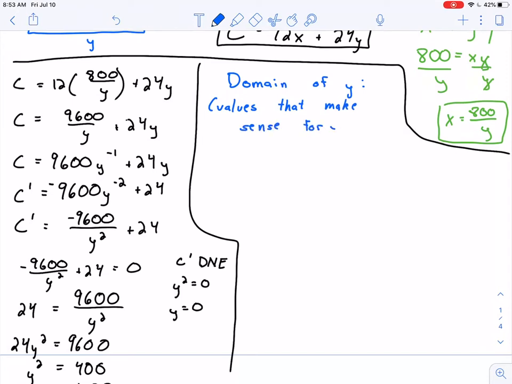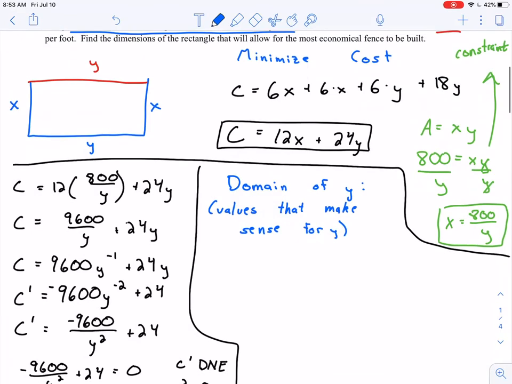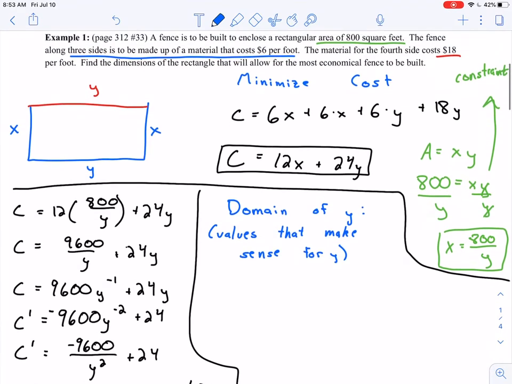So the first question I'm going to ask almost every single time is, do negative values make sense for your problem? Do negative values make sense for y? If y represents the side of a rectangle, no, y represents a distance. It can't be negative. So we're talking about 0, and we're talking about positive numbers.